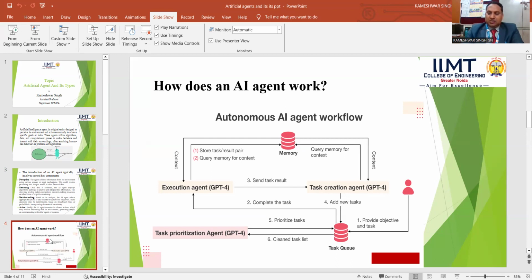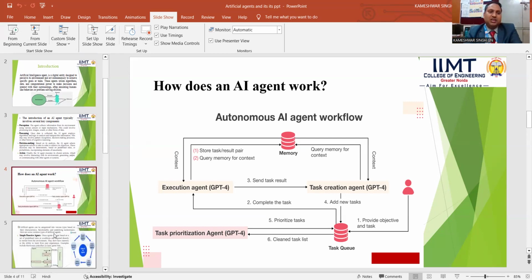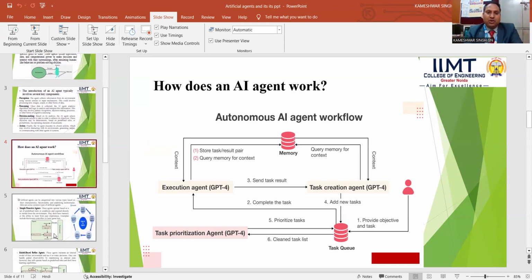Through the execution agent, it sends the task to the task creation agent. After that, the task creation agent executes the process and solves the reasoning of the problems. After that, it acts through the actuators, and then personalizes the task and completes the task through these mechanisms. So this is the flow of how an agent works automatically.